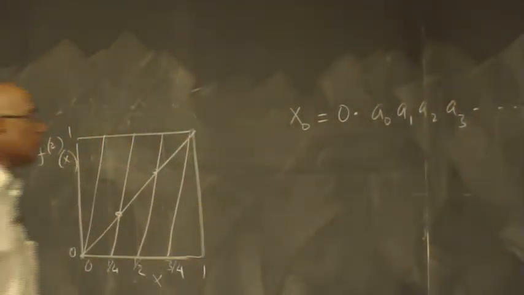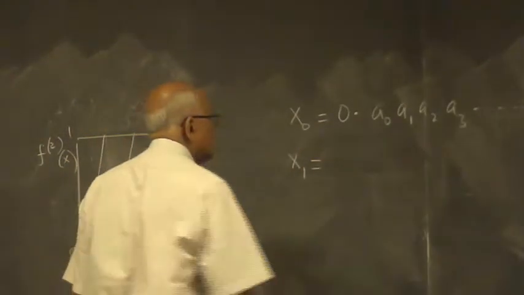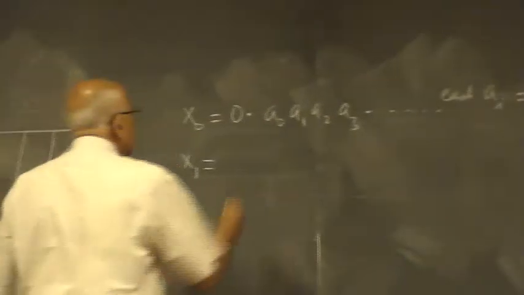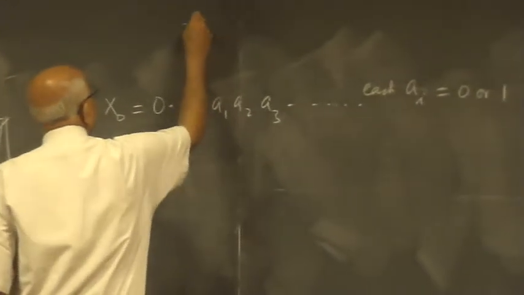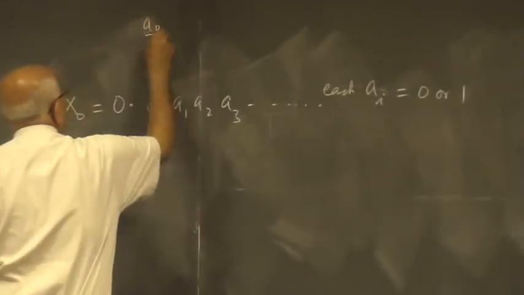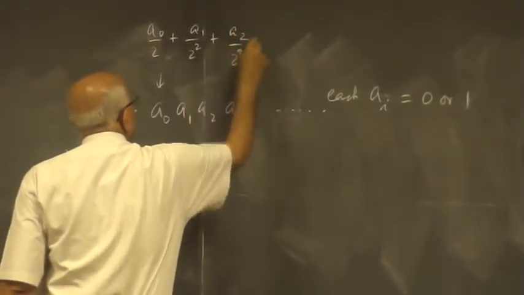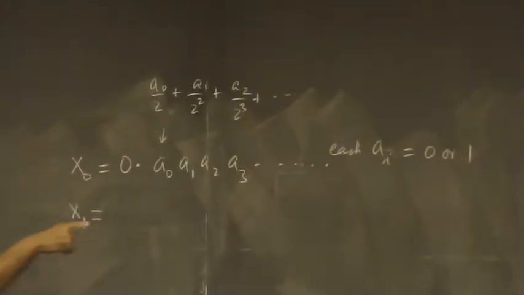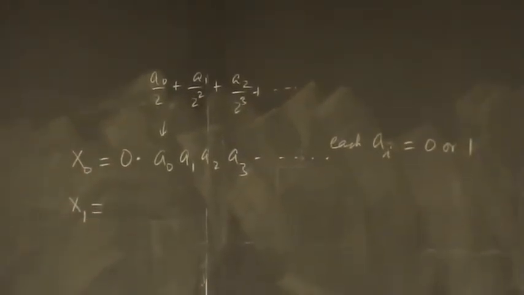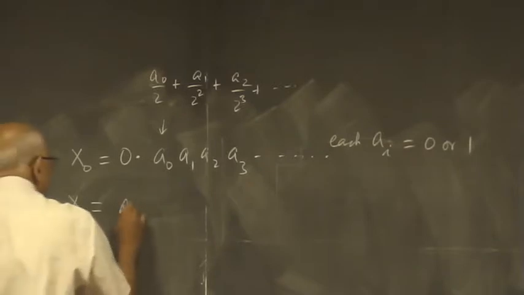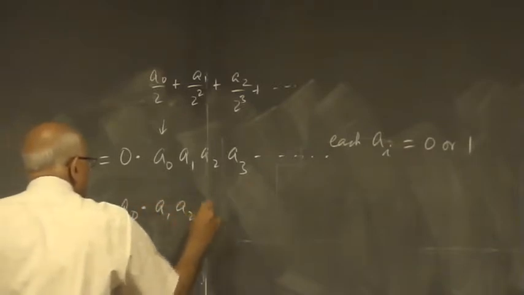So 0 point something something, all that. What's x1 equal? It's twice x0, but since we've written it in a binary decimal notation, this actually stands for A0 over 2 plus A1 over 2 squared plus A2 over 2 cubed plus so on. That's what this number stands for. Now you're multiplying it by 2, which means that you're moving everything by 1 decimal place to this side, and therefore this becomes A0 dot A1, A2, A3.